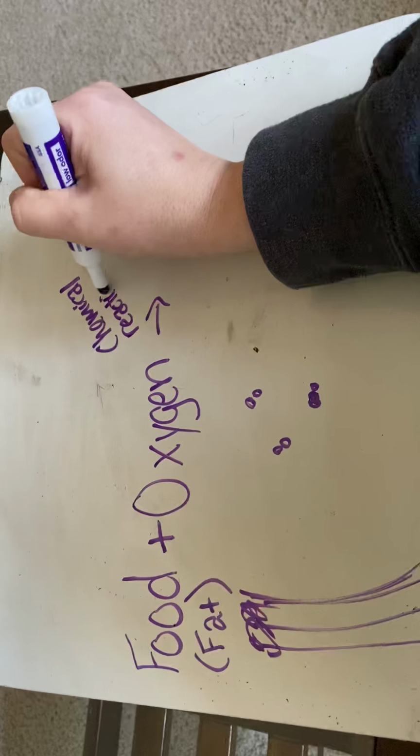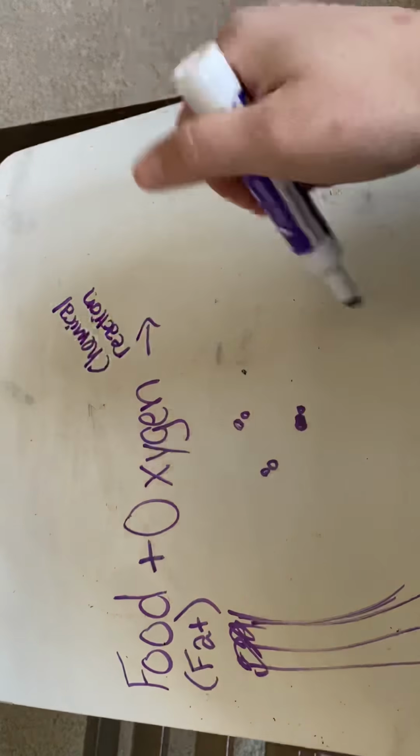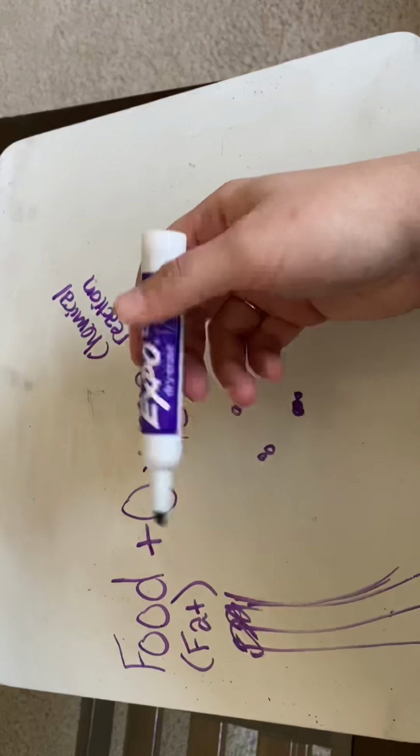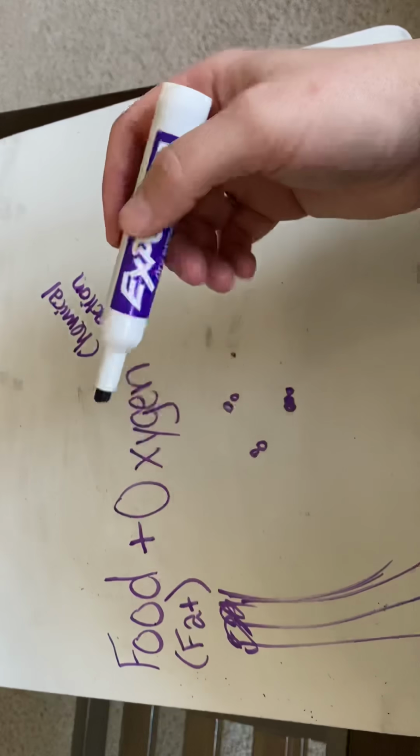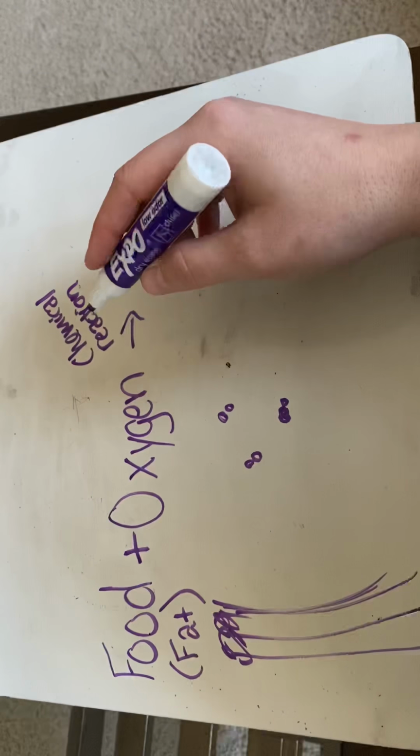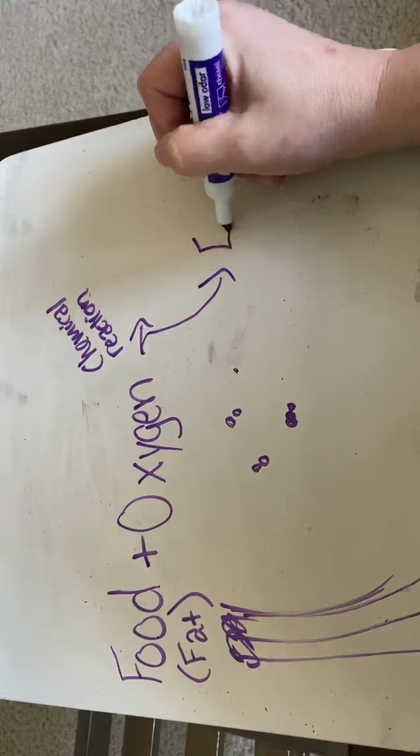And this is happening, again, when I'm lighting the vegetable oil on fire, but this is also happening in our body. And it doesn't just happen with fat molecules, it also happens with carbohydrates and protein. So anytime you take food into your body, and it mixes with oxygen that you breathe in, a chemical reaction happens. And the purpose of this chemical reaction is to create energy.